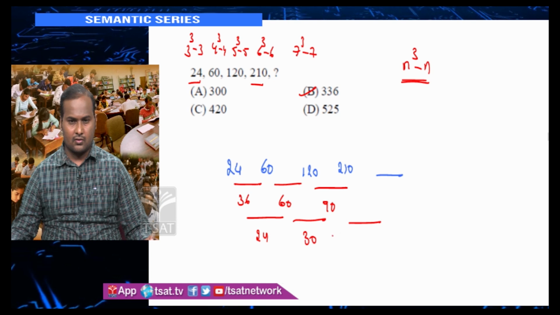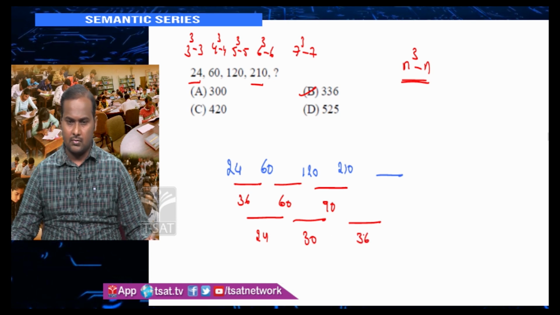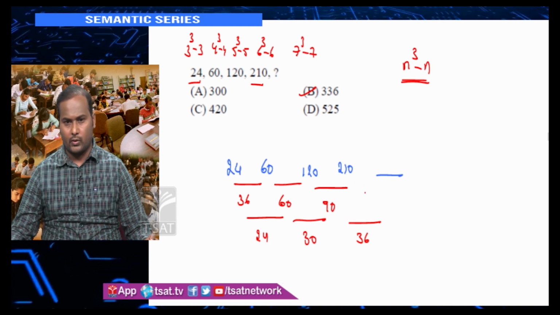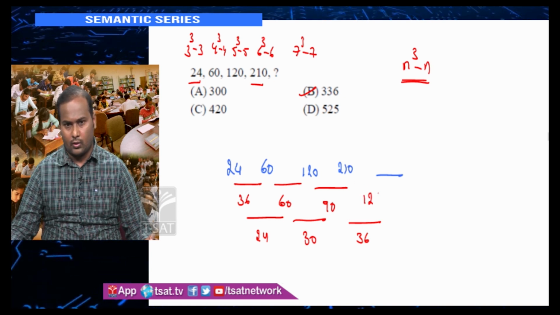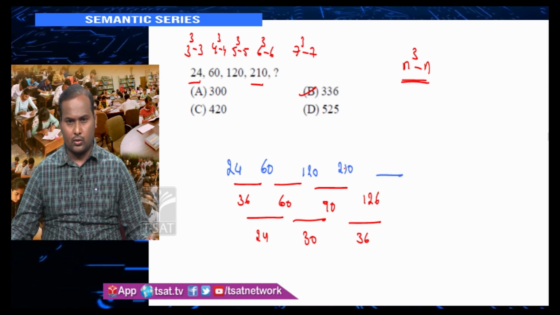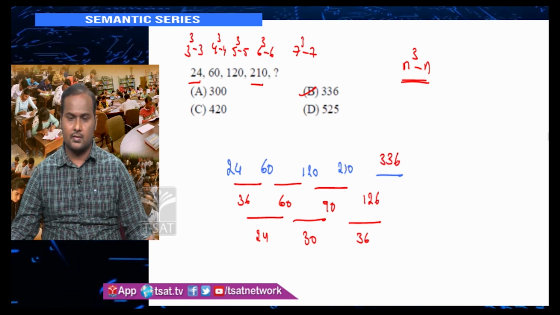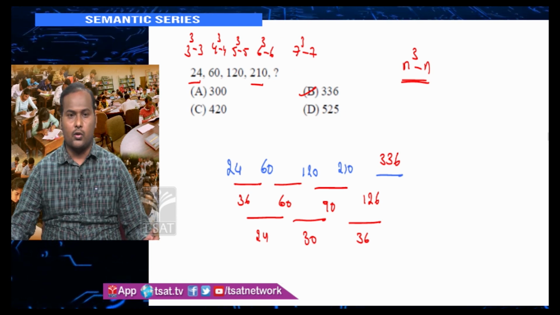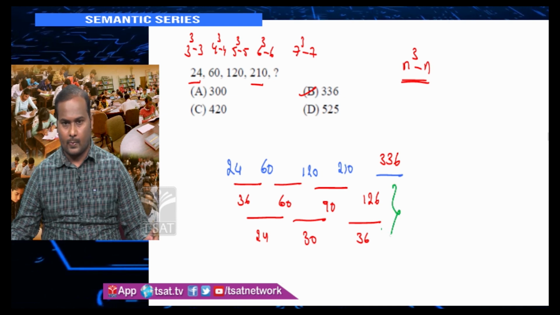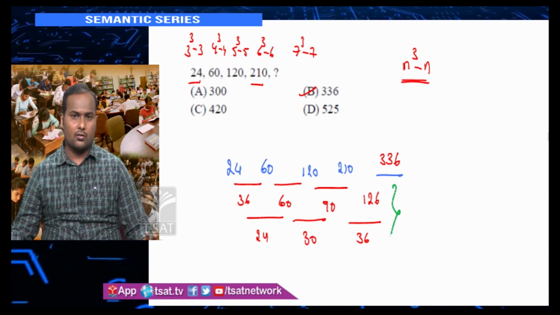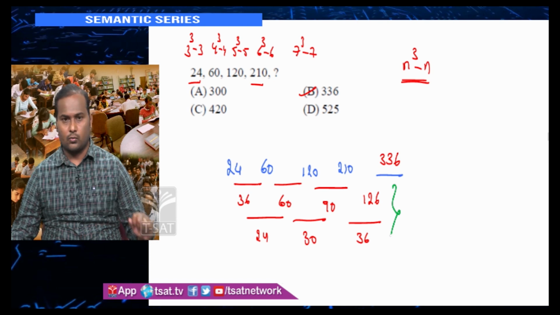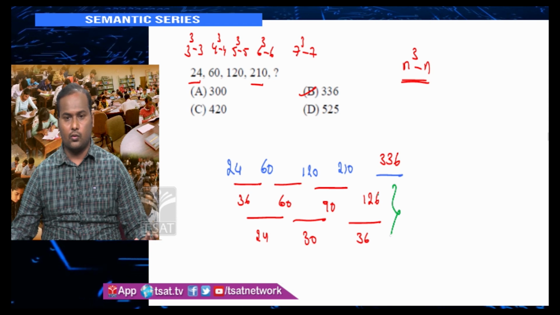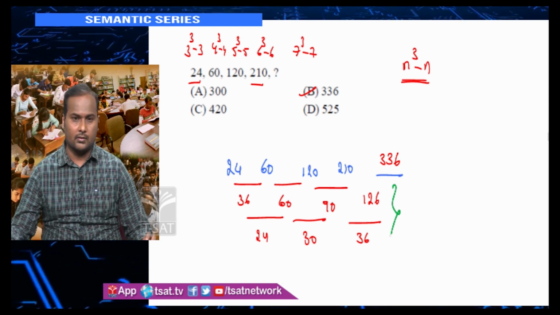So what will be the next difference? Obviously it will be something like 36. So 36 plus 90 is 126. Then add 126 to 210, and your answer will be 336. What I can observe from this is, whenever the question is in cube format, you have to take the difference twice. Whenever the question is in square format, if you take the difference one time, you will get the answer. But whenever the question is in cube format, you need to take two differences, then you will get the answer easily.